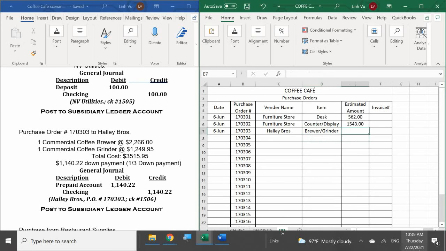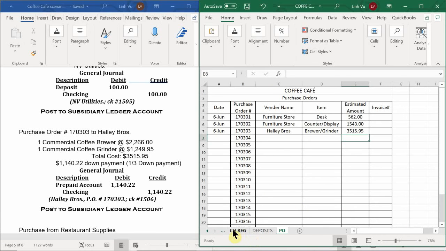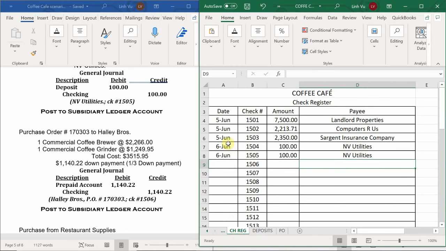Okay. And what's my estimated amount in grand total? $3,515.95. Good. All right. So now that my purchase order is filled out, all that's pending is just the bill and the items. Right. So now that I have my purchase order filled out, I'm going to go to my check register because I need to write them a check.